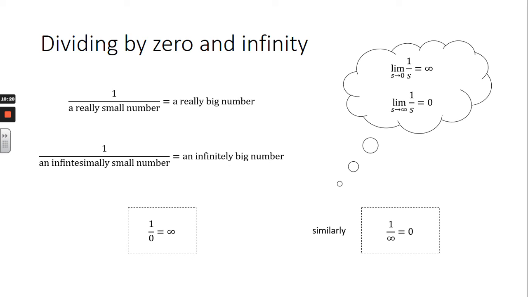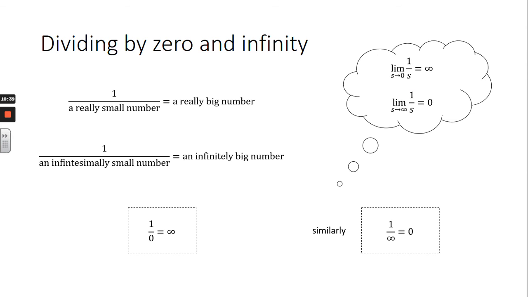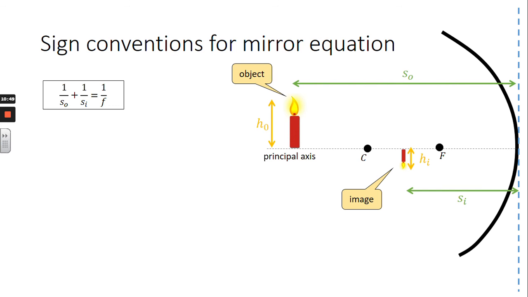And of course, for those of you who are in a calculus class, what I'm really saying is the limit as s approaches 0 of 1 over s is infinity, and the limit as s approaches infinity of 1 over s is 0. But we don't need to worry about that limit nonsense. 1 over 0 is infinity, 1 over infinity is 0. So that's going to be helpful in looking at object and image distances, because sometimes we get images that form infinitely far away, and sometimes we are trying to make images of things that are really far away.